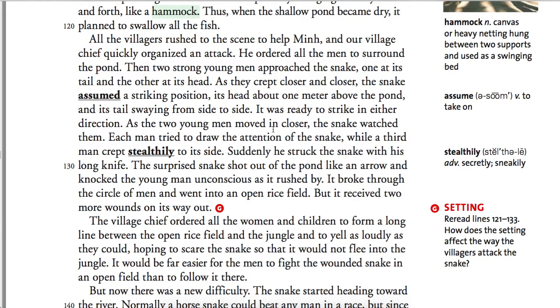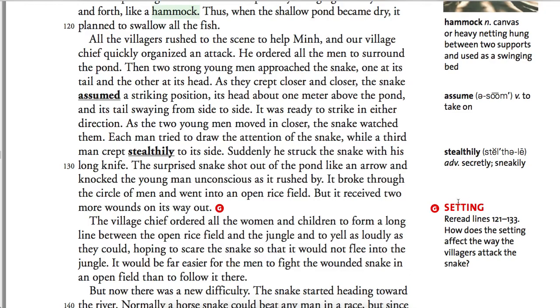As the 2 young men moved closer, the snake watched them. Each man tried to draw the attention of the snake, while the third man crept stealthily to its side. Suddenly, he struck the snake with his long knife. The surprised snake shot out of the pond like an arrow and knocked the young man unconscious as it rushed by. It broke through the circle of men and went into the open rice field, but it received 2 more wounds on its way out.